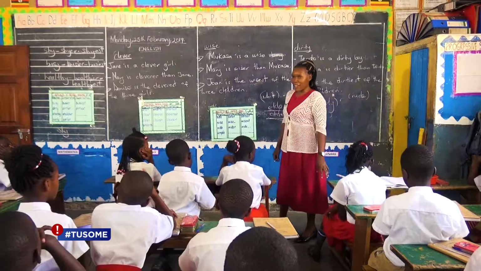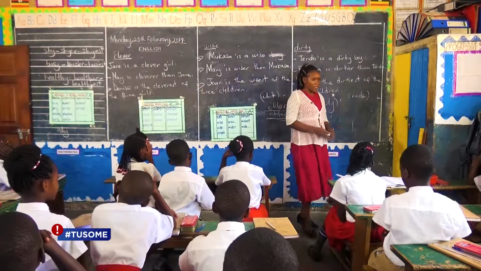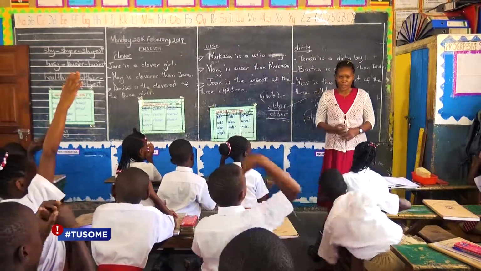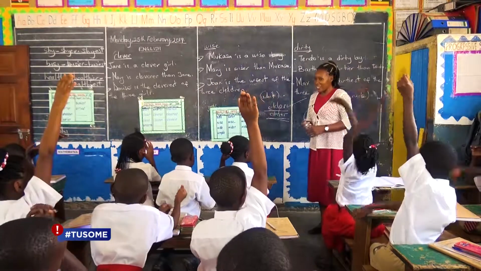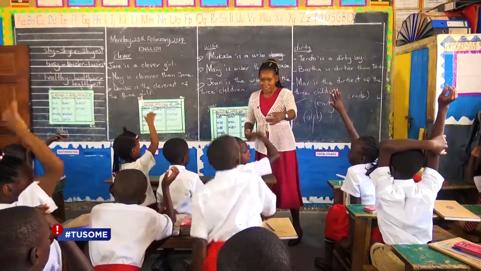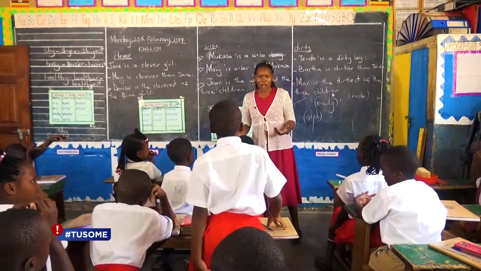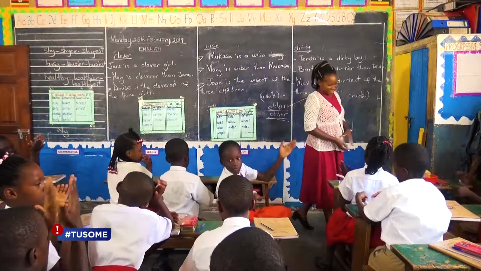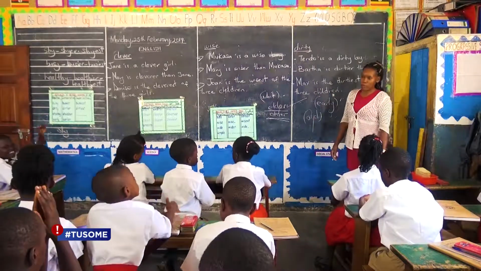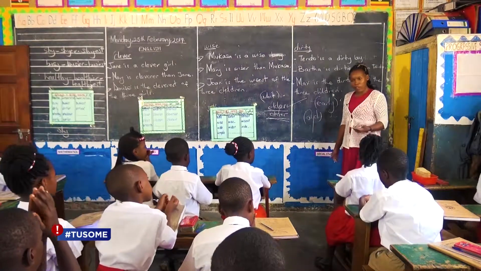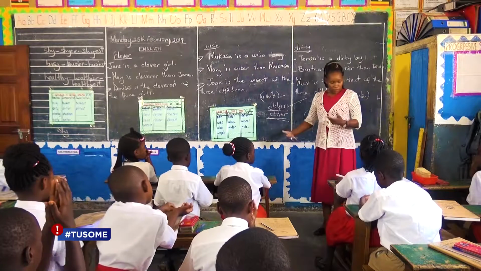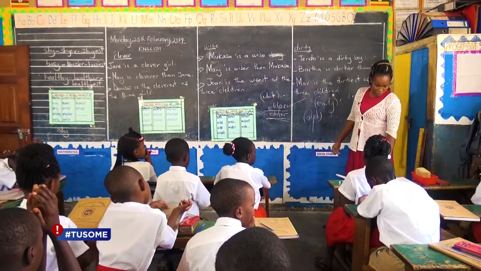Then if I say, Sarah is a dash girl, the word in brackets is smart. Yes, Sarah is a smart girl. And which degree? Positive. Wow, clap for her. We have only one noun, Sarah, and we say smart because it is a positive degree.